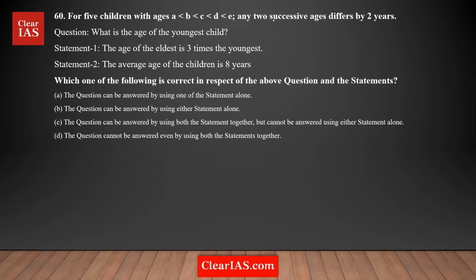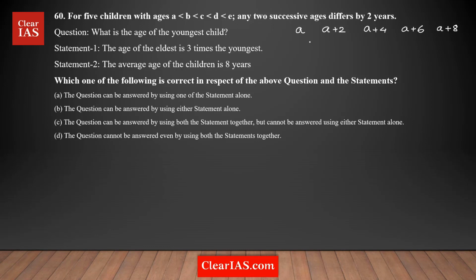Since it's given that any two successive ages differ by 2 years, I'm assuming that the youngest child is A. Then the age of the next child will be A plus 2, then A plus 4, because any two successive ages differ by 2 years. Then the next is A plus 4 plus 2, which is A plus 6, and the eldest one would be A plus 6 plus 2, A plus 8. So these would be the corresponding ages of the five children.